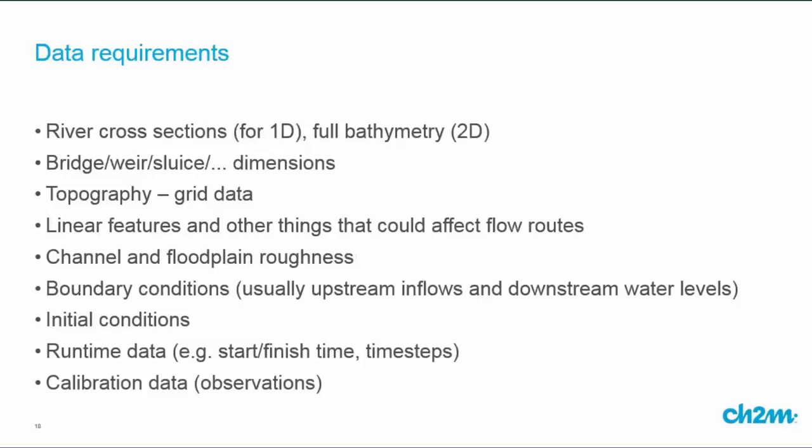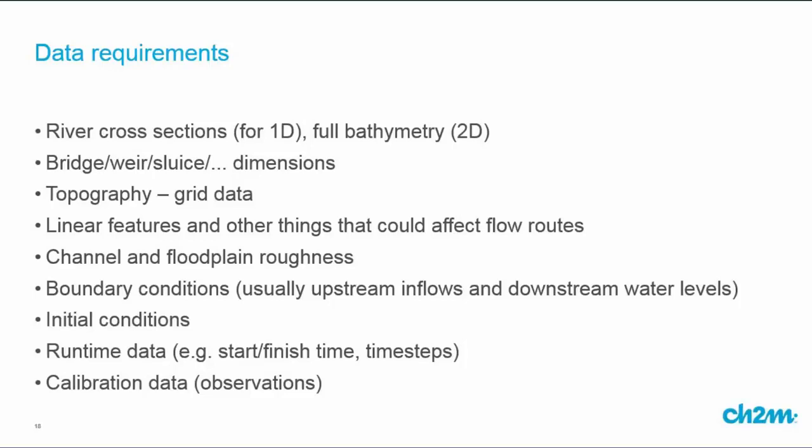For the river itself, if you're doing 1D, you just need cross sections, which may be every 20, 50, 100, 200 meters apart. Whereas if you're doing full 2D of the channel, then you need a full bathymetry. So it's not just at the cross sections, you need everything in between that as well. For these sort of point features like bridges and weirs and sluices, you need the dimensions, you need some sort of coefficients for those, you need operating rules of sluices and things like that.